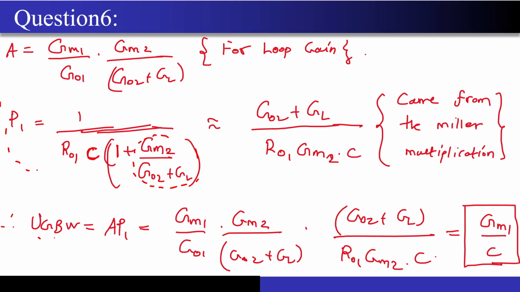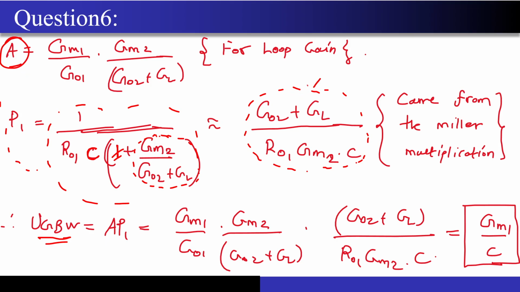Now we are interested in the unity gain bandwidth, so we have to multiply this expression, or basically a simplified version of it. How did I simplify this? Because this particular quantity will usually be much greater than 1, so I have ignored the 1 over here. Now if you multiply your A with this expression, you can easily see that this GO2 plus GL gets cancelled, even this GM2 gets cancelled, and the GO1 and RO1 also get cancelled. So the final expression you will have is GM1 by C. And this is what we had expected.